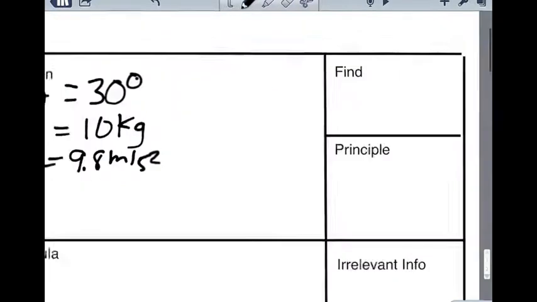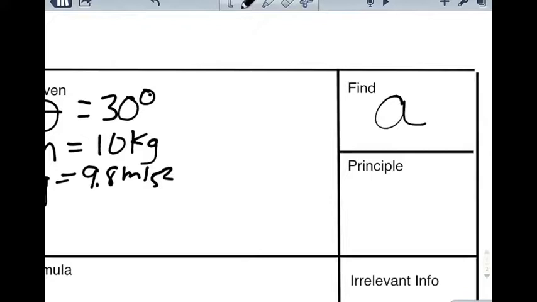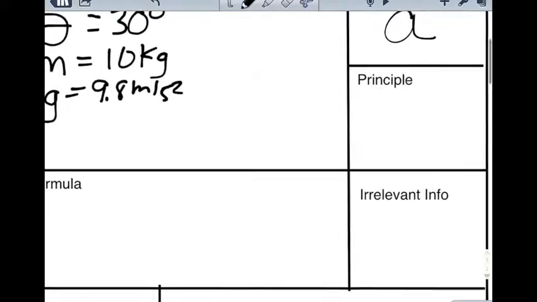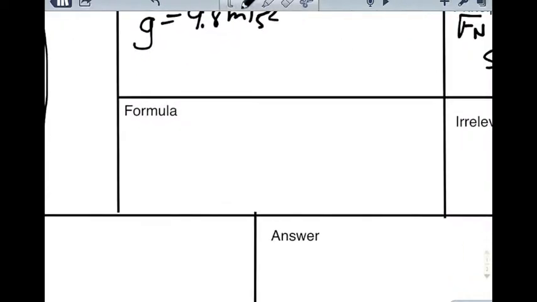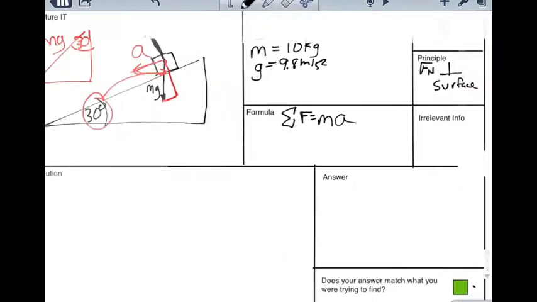So what are we trying to find here? We are trying to solve for the acceleration of this box. Now the principle that's involved here is the fact that normal force is perpendicular to the surface, because we're no longer canceling out the normal force with the weight. So the formula that we're going to use is, the sum of the forces is equal to mass times acceleration. Okay, so let's take a look at what we've got as far as forces are concerned.